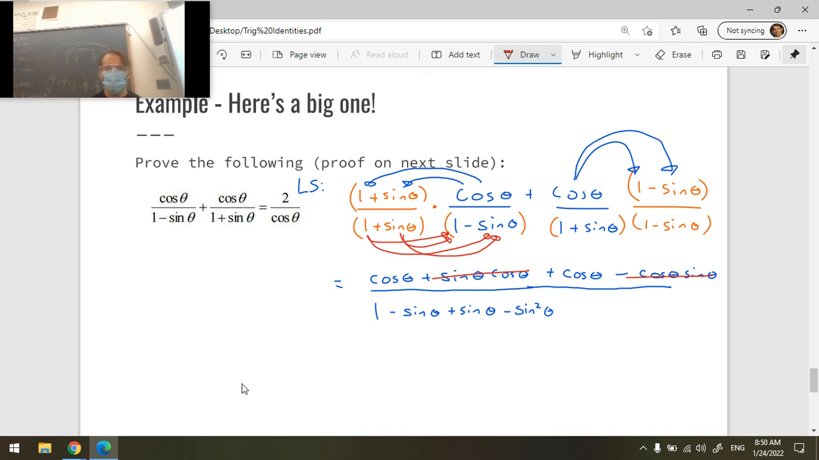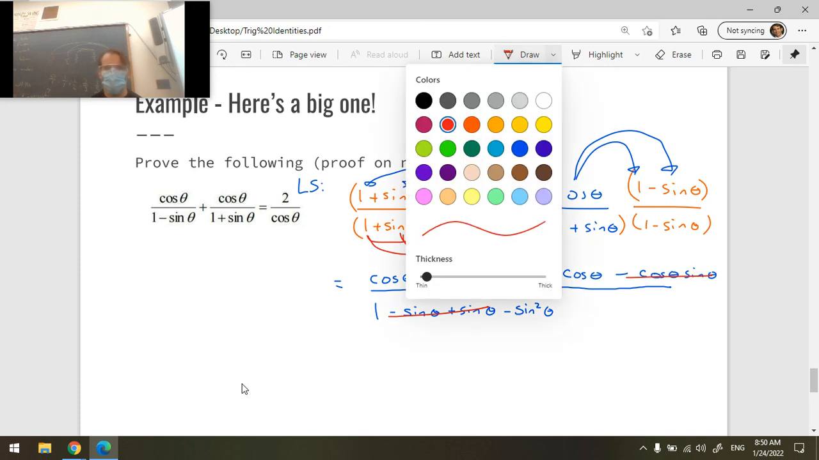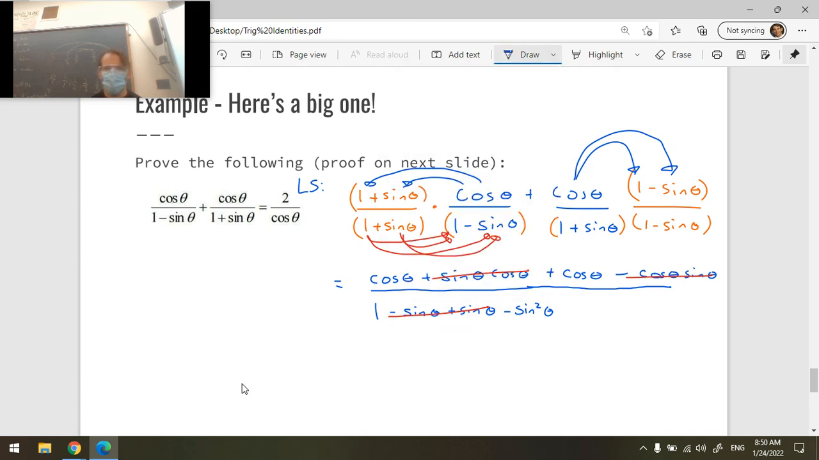Then on the bottom, I have 2 things that cancel as well. 1 minus sine theta plus sine theta. Well, that cancels and goes to 1. So I just have 1 minus sine squared theta on the bottom. Okay, let's write another line. We're going to clean up our cancellations. So I have this is equal to cosine theta plus cosine theta. So that's 2 cosine theta on top. Okay. And then I have on the bottom 1 minus sine squared theta.